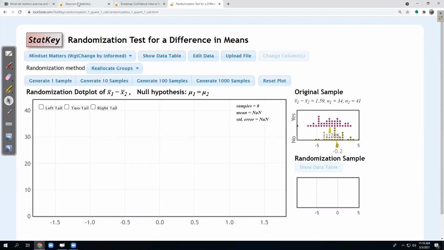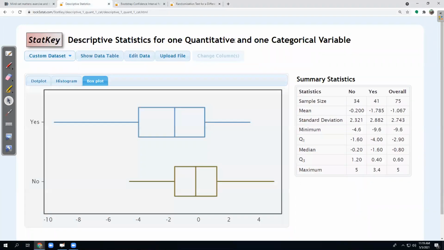I took that data and put it into one of the descriptive statistics pages, because I just wanted to see what each individual data set looks like. The no's are down here. These are the people who weren't told, and we're measuring how much weight they lost over 4 weeks. On average, the median is almost 0. There's a bunch of people who lost weight, and a bunch of people who gained weight.